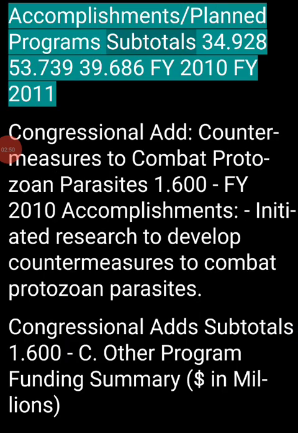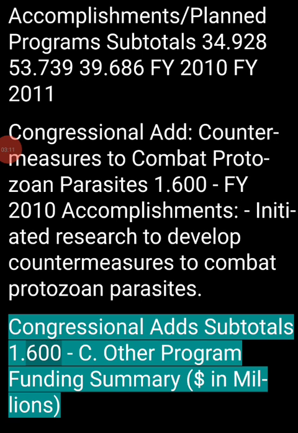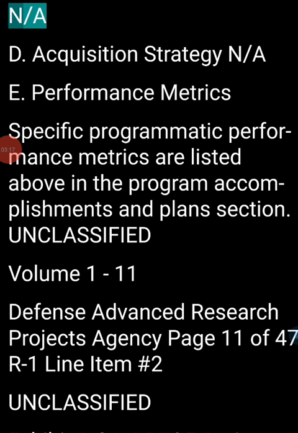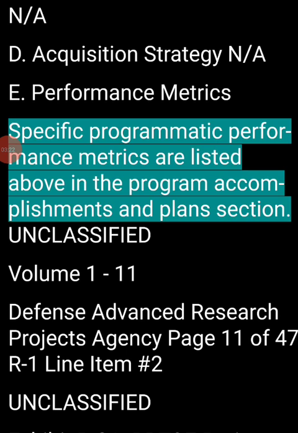Accomplishments/Planned Program Subtotals: 34.928, 53.739, 39.686. FY2010, FY2011 Congressional Add: Countermeasures to Combat Protozoan Parasites, 1.600. FY2010 accomplishments: Initiated research to develop countermeasures to combat protozoan parasites. Congressional Add subtotals 1.600. C. Other Program Funding Summary, $ in millions: N/A. D. Acquisition Strategy: N/A. E. Performance Metrics: Specific programmatic performance metrics are listed above in the Program Accomplishments and Plans section.